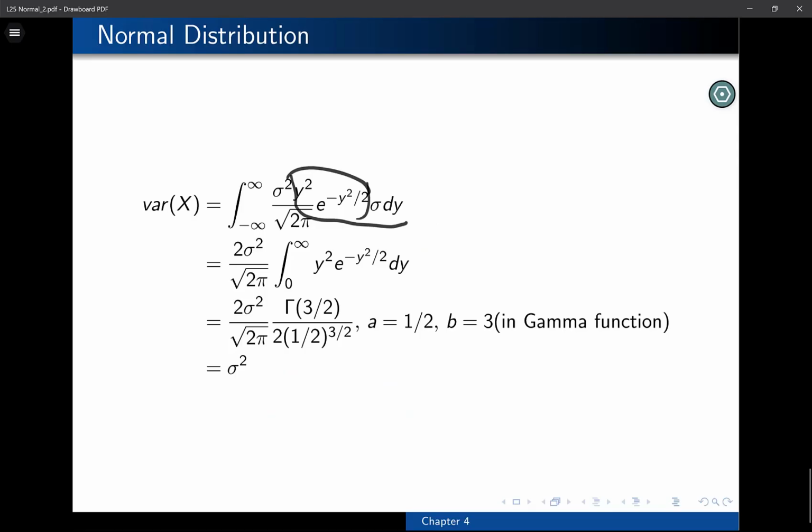All right. So thus we can show that variance of x is sigma square, right? So that's all for this video.